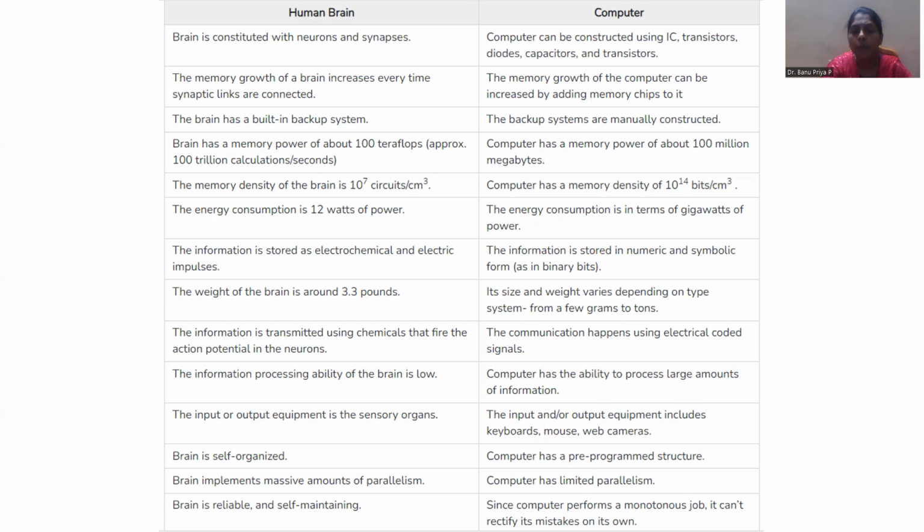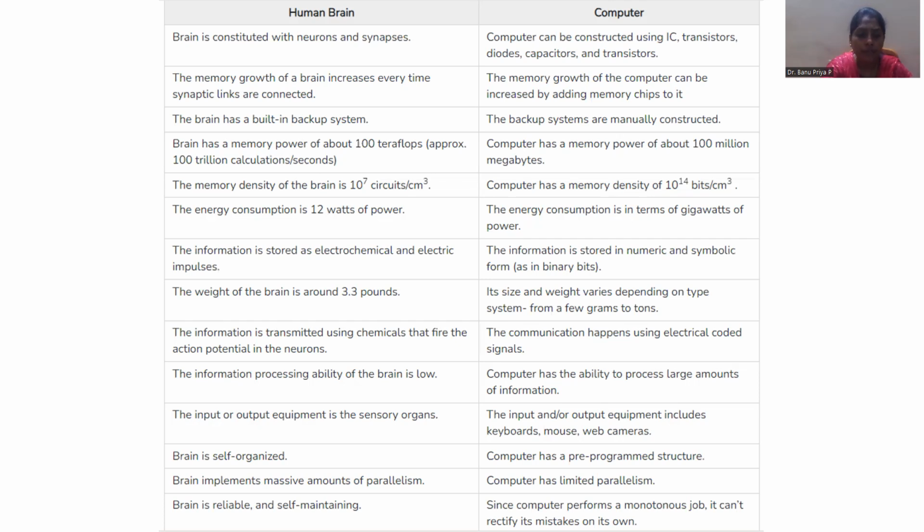Then what about the weight? The brain weighs 3.3 pounds, whereas computers have different sizes and different weights, ranging from a few grams to tons. Also, the brain is self-organized. The input and output equipment are the sensory organs, whereas computers should be pre-programmed. The input and output are just keyboards, mouse, web cameras, and even more.